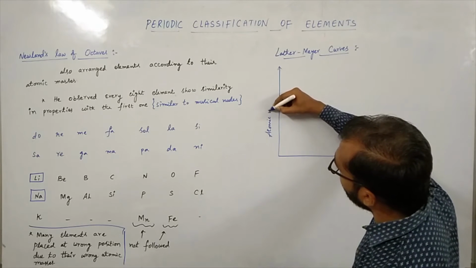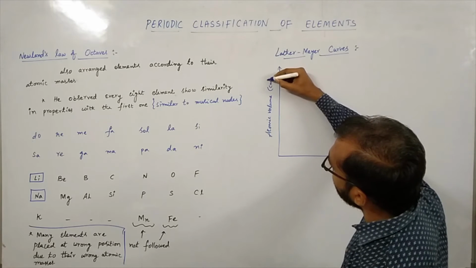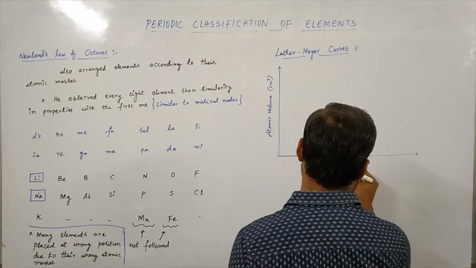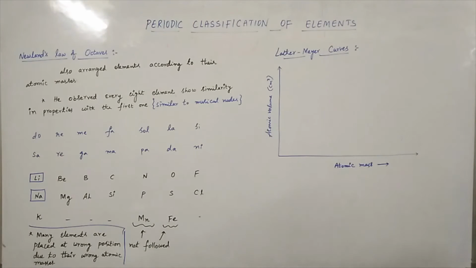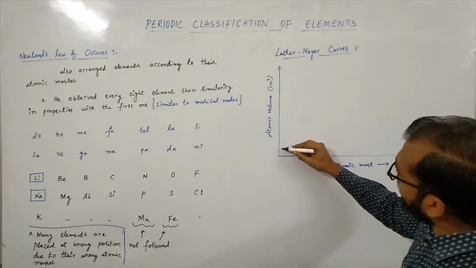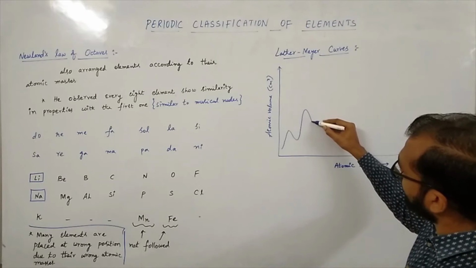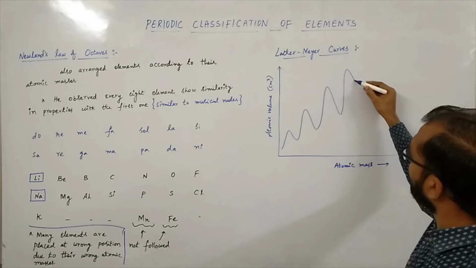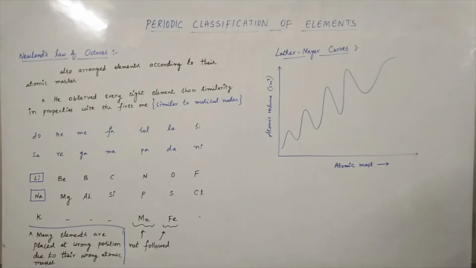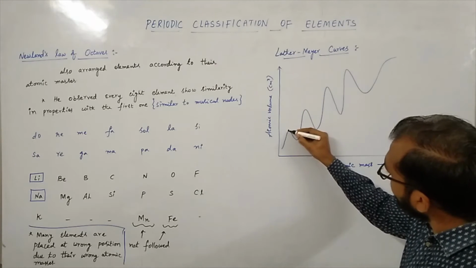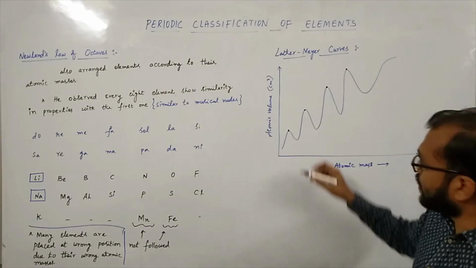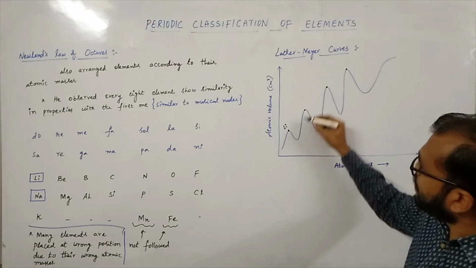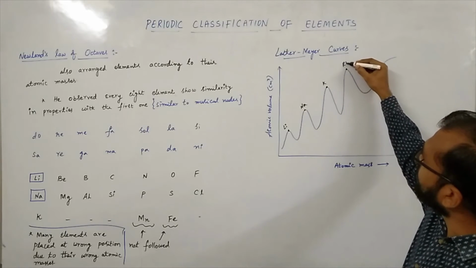Atomic volume versus atomic mass. So what he observed is a graph with certain peaks like this. And what he found is elements of alkali metals at the top of the peaks. So let me consider hydrogen, helium, then lithium, sodium, potassium, rubidium as such.